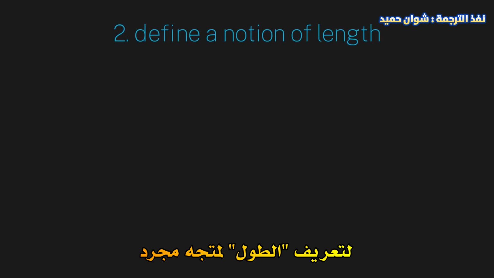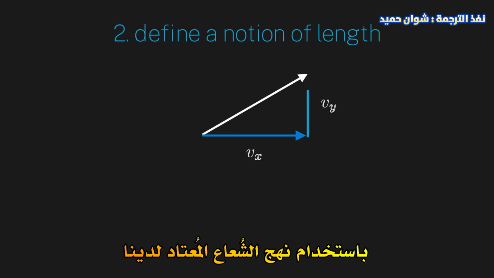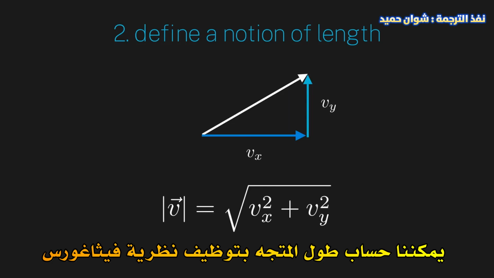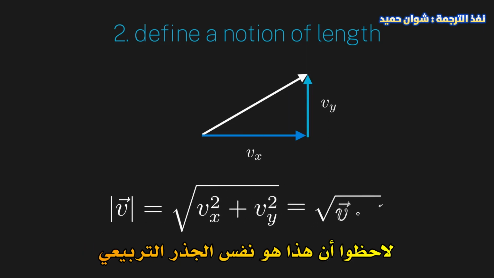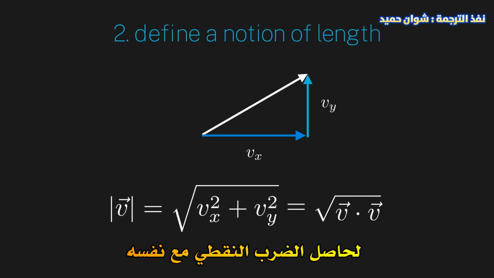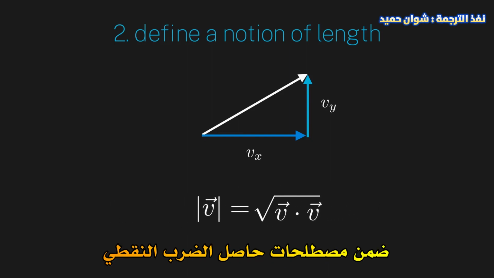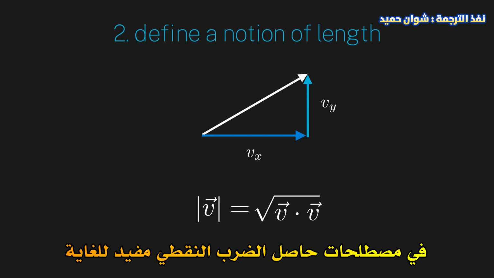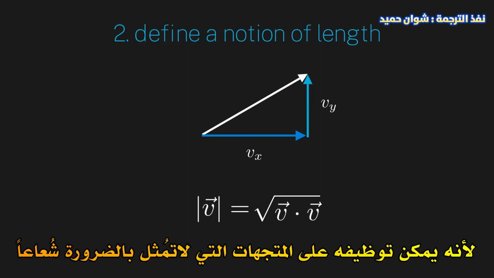Next, the dot product gives us a way to define the length of an abstract vector. With our typical arrow approach, we can calculate the length of a vector using the Pythagorean theorem. Note that this is the same as the square root of the dot product with itself, so we can define it in terms of the dot product. Defining the length of a vector in terms of the dot product is really useful since it can be used on vectors that aren't necessarily arrows.